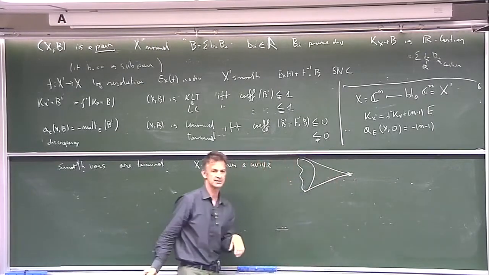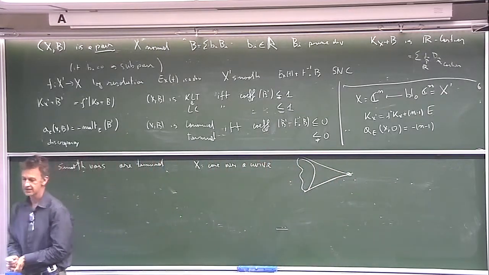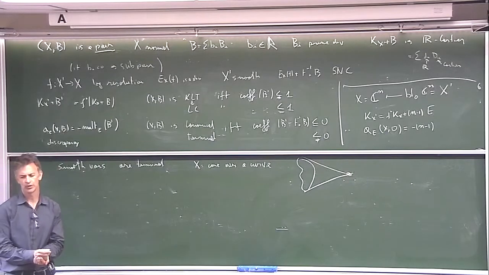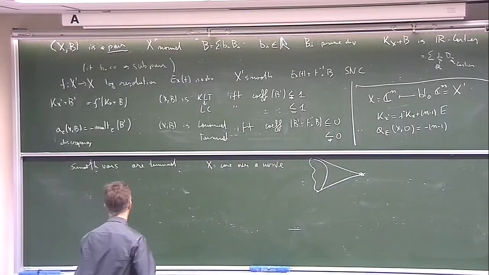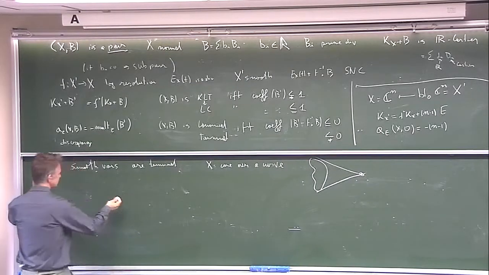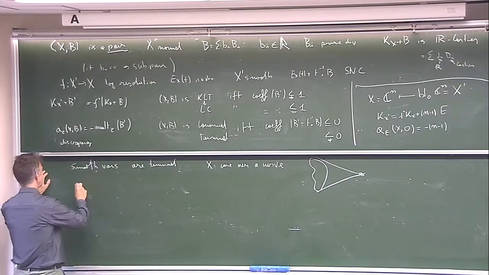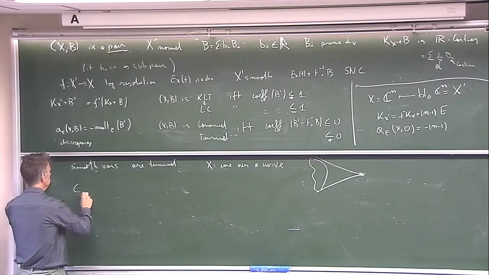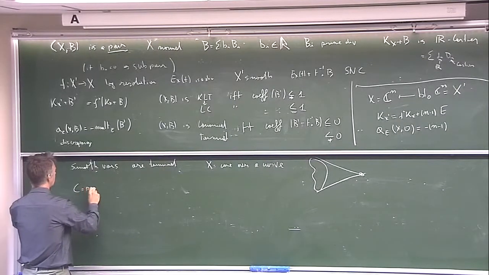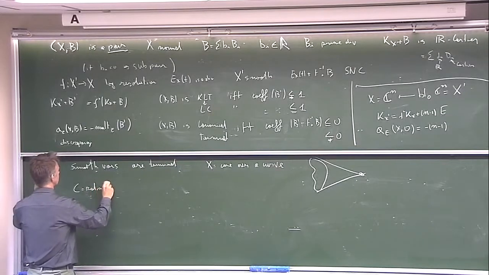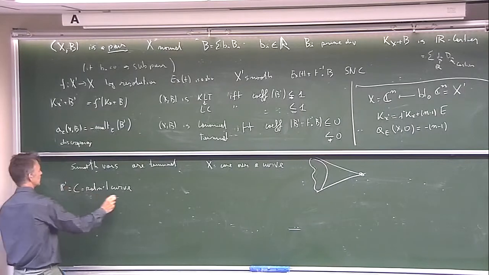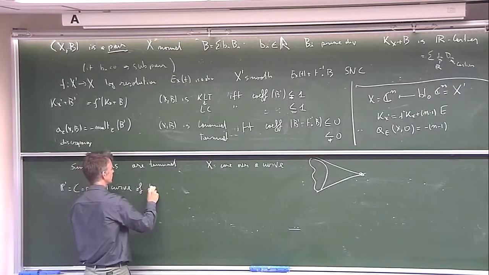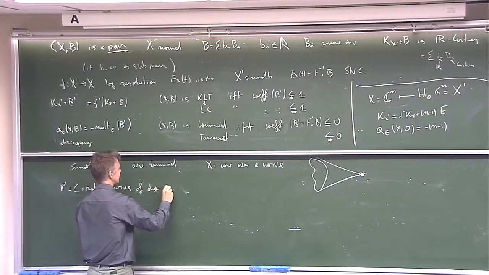Well, that's going to be a singularity. So what kind of singularity do we get? I guess the most basic case to compute is, let's say that we're doing the cone. C is going to be a rational curve. So this is P1 of degree, let's say, n.